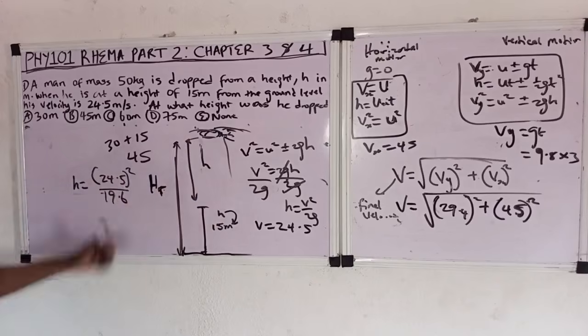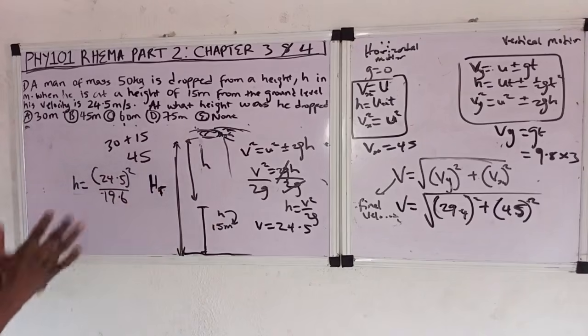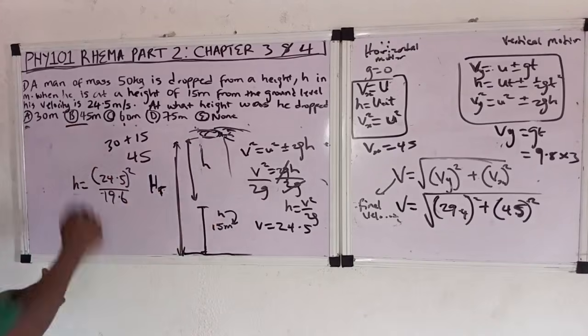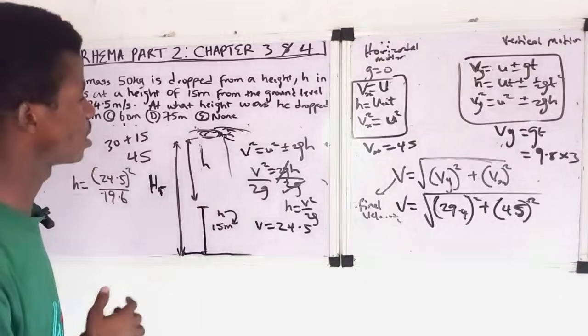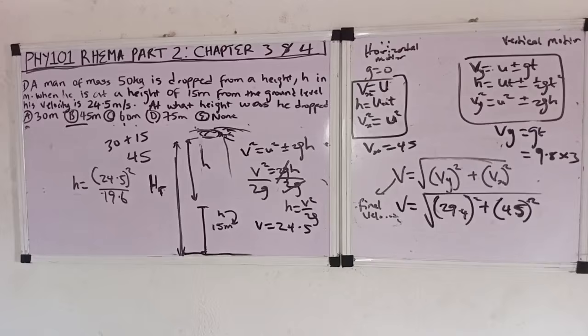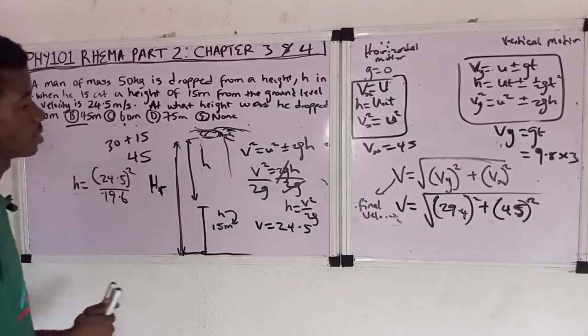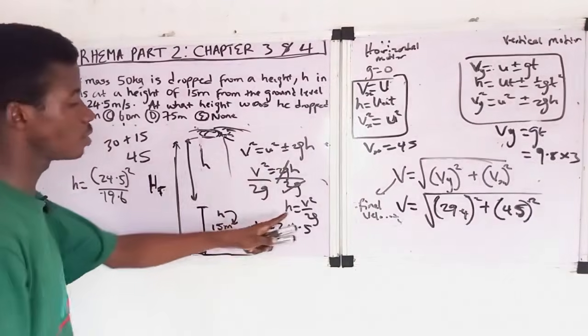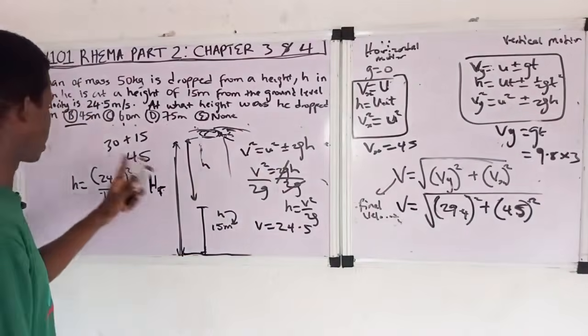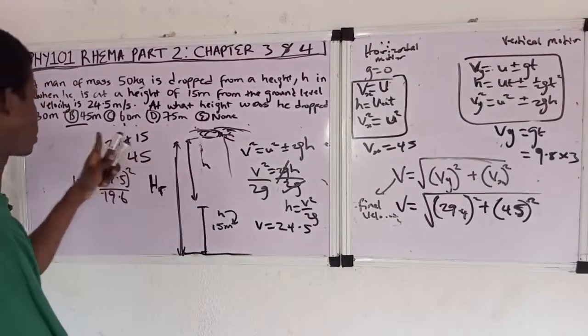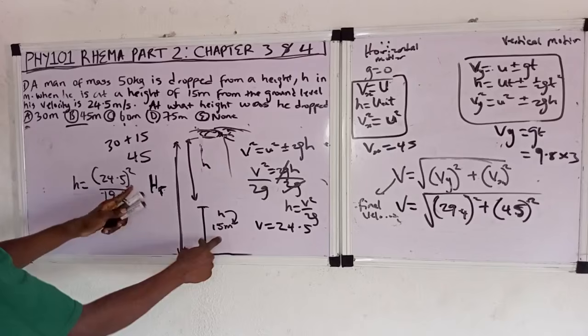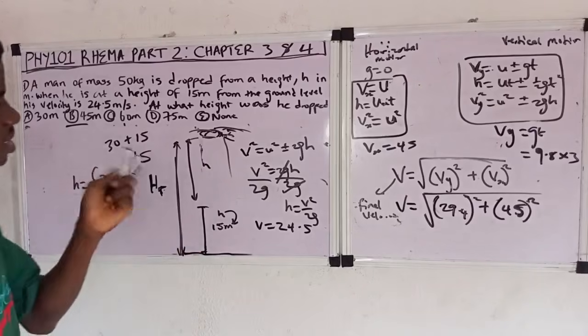So the answer is 45. The answer is B, 45. We look for the height above here, which is 30. So 30 plus 15 gives us 45.